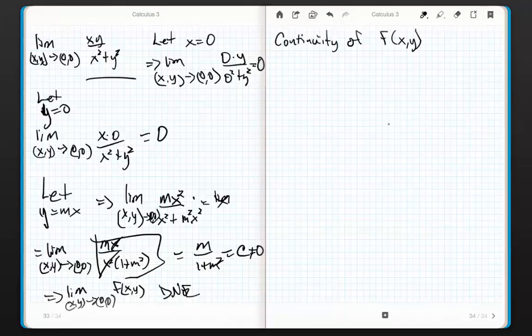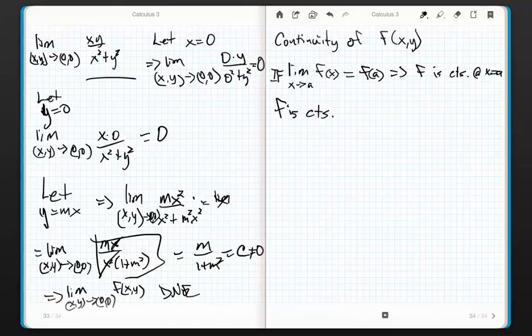Okay, so let's talk about continuity of f of x, y. So really, we're just talking about z. We're talking about a function. No big deal. You can probably predict. Remember, back in 2 space, back in the Cartesian plane, we said that if the limit as x approaches a of f of x is equal to f of a, that implied that f is continuous at x equals a. And then we said that f is continuous if it is continuous at all values in its domain.